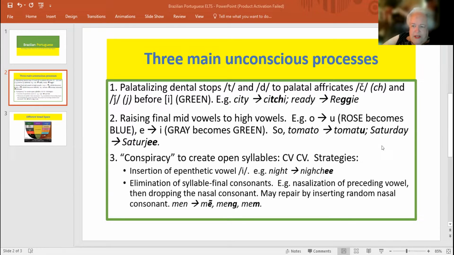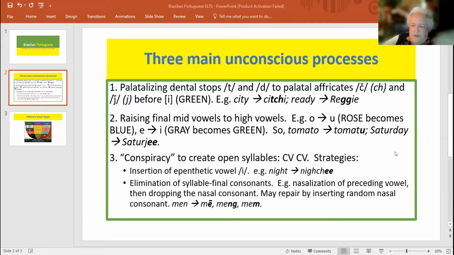I don't have any direct examples of those, but another thing to notice is the third unconscious process, a very general process. It's a conspiracy to create open syllables in Brazilian Portuguese. So European Portuguese doesn't have that many syllables that end with consonants or consonant clusters, but it has more than Brazilian Portuguese does, and that's for several reasons. Sometimes the speaker might insert an extra vowel, so night might become nighty, and then nighty by rule 1.